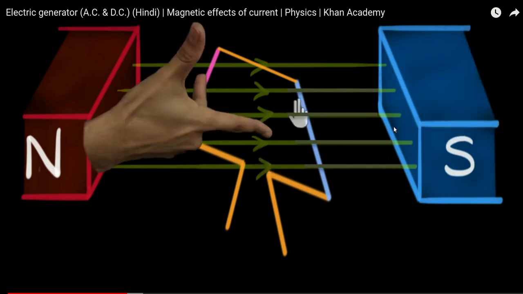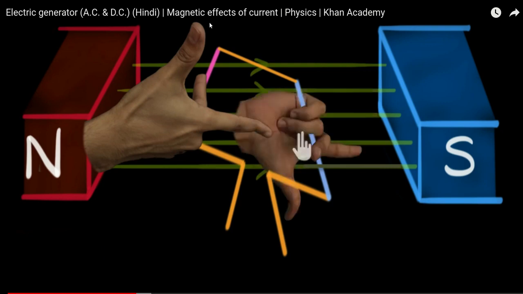There you go. In the pink line, we are going to use the right hand rule. The pink coil is moving upwards, which means the force is in the upward direction. The magnetic field is in the index finger direction, which is from the north pole to the south pole. Then the direction of the current is into the screen.